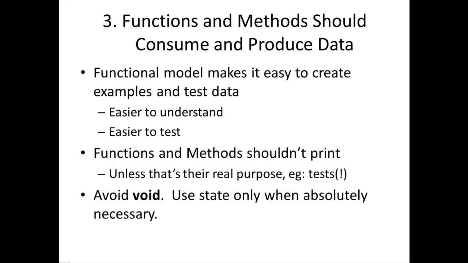Number three, functions and methods should consume and produce data. The functional model that we've spent most of the term doing makes it easy to create examples and test data. Makes your life easy to understand, makes your functions easier to understand, and easier to test, because you can just look at the values. For example, functions and methods shouldn't print. When you took programming 101, as always, read a value from the input, write a value to the output. Yes? No? Yeah? See, I told you everything you learned was wrong. Okay. Those folks started you off down the path to trouble.